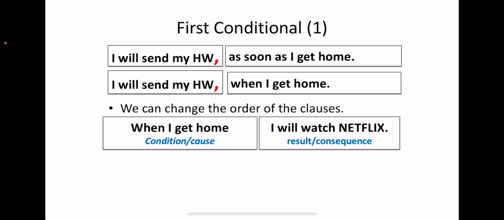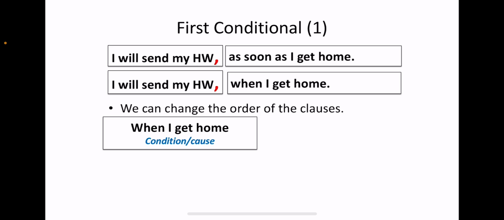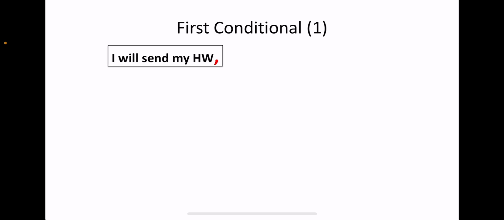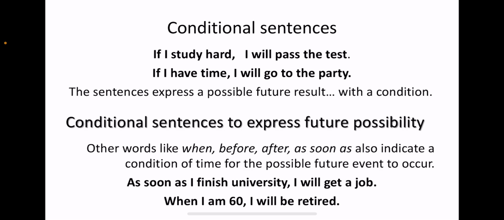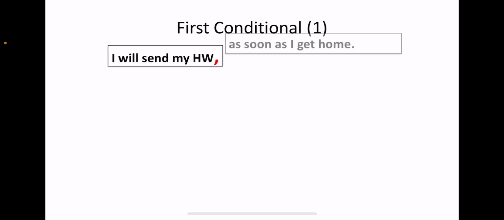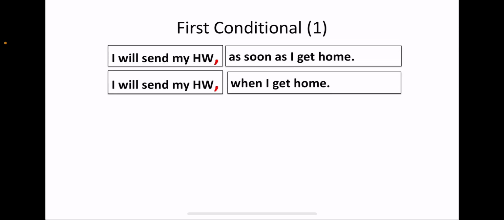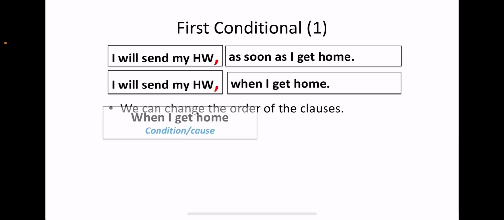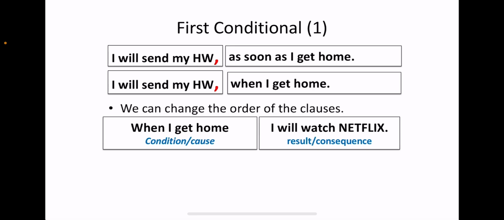You can say, as soon as I get home, I will send my homework. When I get home, I will send my homework. If we check the previous examples, we can do the same there. We can say, I will pass the test if I study hard, and I will go to the party if I have time. When we start with the condition, with if or with when or with as soon as, most of the time we put a comma. So take that into consideration, right?